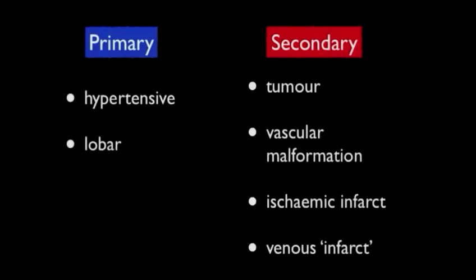Intracranial hemorrhages have traditionally been divided into primary and secondary, with primary hemorrhages being further subdivided into those due to chronic, poorly controlled hypertension and lobar hemorrhages. Secondary hemorrhages typically are those that arise from an underlying tumor, a vascular malformation, or hemorrhagic transformation of a previous ischemic infarct or of a venous infarct. In reality, both hypertensive and lobar hemorrhages do have underlying pathology, making the distinction between primary and secondary hemorrhages somewhat academic.